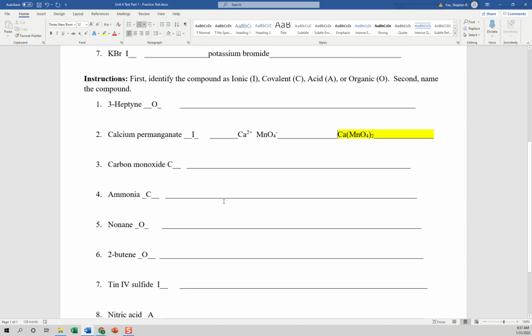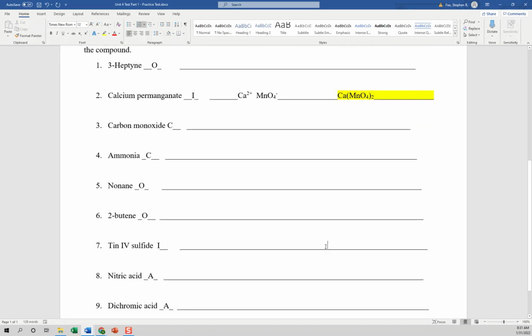Okay, let's go to this ionic one. So remember, tin 4, that Roman numeral right there is telling you it's 4 plus. So each tin ion is 4 plus. And sulfide, not a polyatomic. I use my periodic table. It's an oxygen group, so that means it's a 2 minus ion, sulfide. So we got a 4 plus ion, and we got a 2 minus ion.